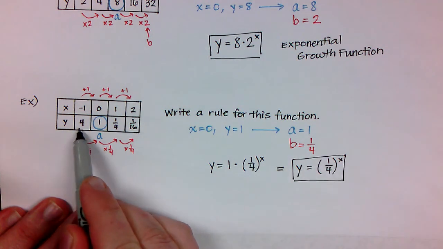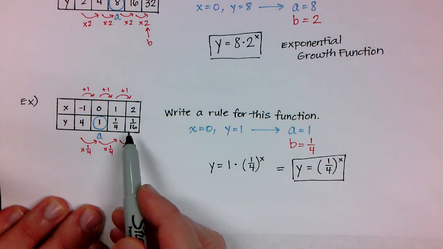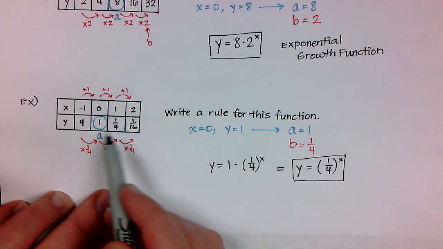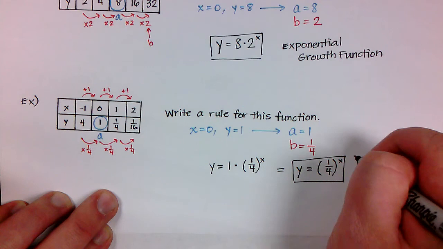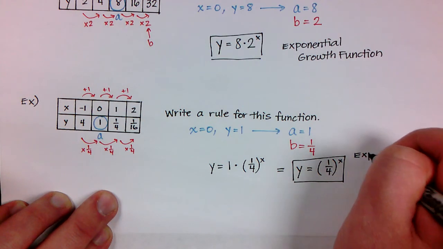And since all the y values are getting smaller and smaller and smaller, it's actually kind of decaying. It's getting smaller. So we're going to call this an exponential decay function.